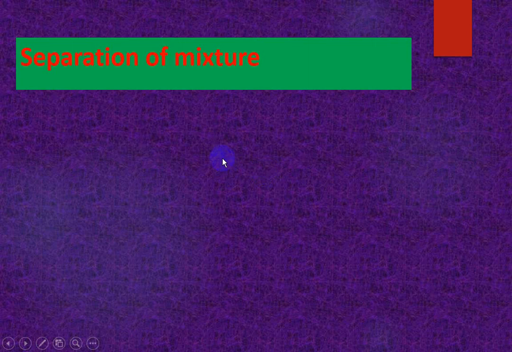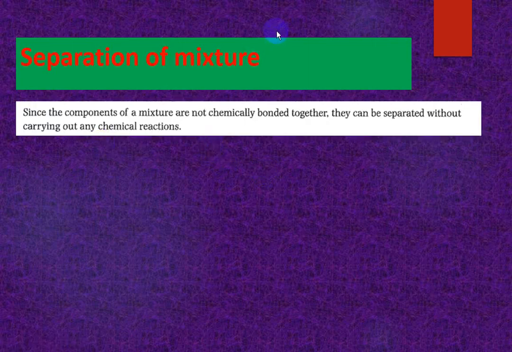Okay, separation of mixtures. Since the components of a mixture are not chemically bonded together, they can be separated without carrying out any chemical reaction. In a mixture the components are not chemically bonded together, so we can separate it without any chemical reaction. So we separate by physical means.